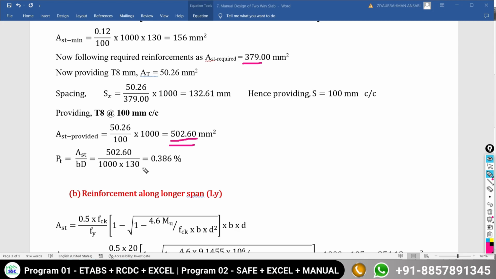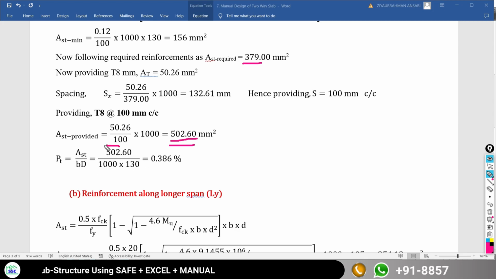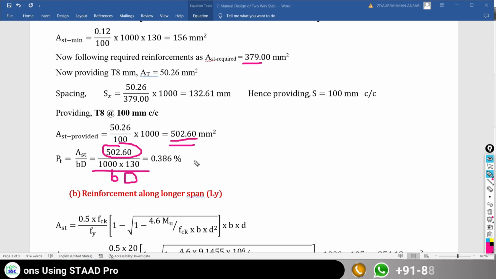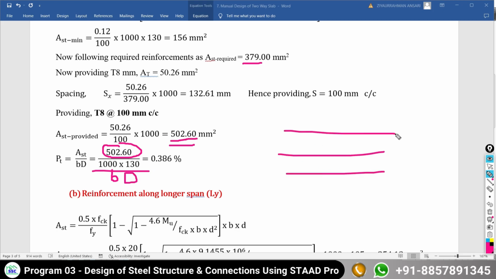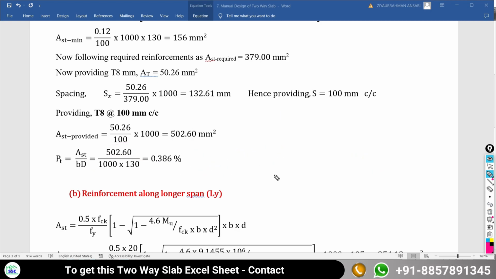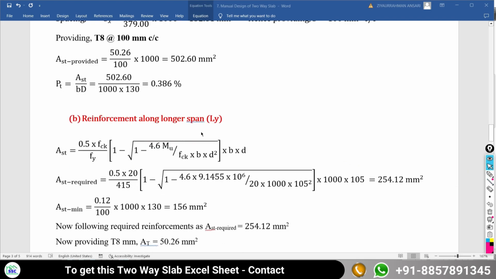How much percentage of reinforcement is provided? Total area provided divided by section size, so B into overall depth. B is 1000, the considered width. Overall depth is 130 mm. So we are providing a percentage of reinforcement along the shorter span as 0.386. The percentage of reinforcement we are providing is more than 0.12%. Hence it is okay. Now the same calculation you have to do for the longer span also.